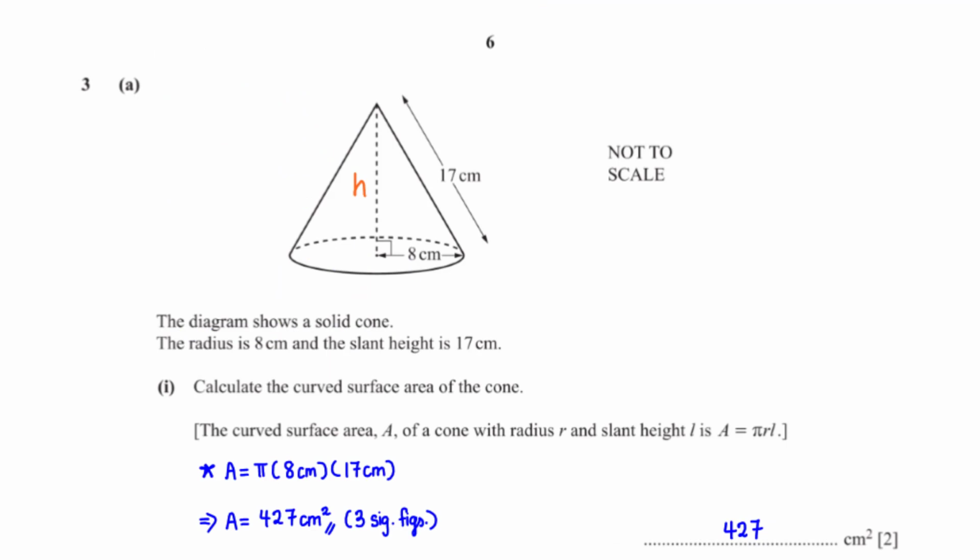The diagram shows a solid cone. The radius is 8 centimeters and the slant height is 17 centimeters. Calculate the curved surface area of the cone. We've been given the formula for the curved surface of a cone as pi rl. The radius r in this case is 8 centimeters and the slant height l is 17 centimeters. When we type this into the calculator, we get 427 centimeters squared, rounded to 3 significant figures.